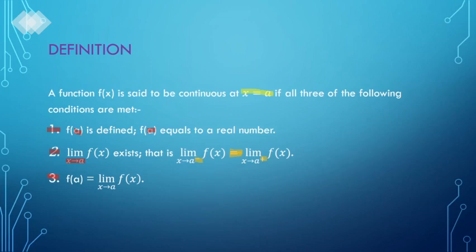So okay, if you check condition number 1, it is defined. Okay, and then you check condition number 2, and if it does not exist, then you stop, no need to proceed. So we straight away decide it is not continuous. Okay.